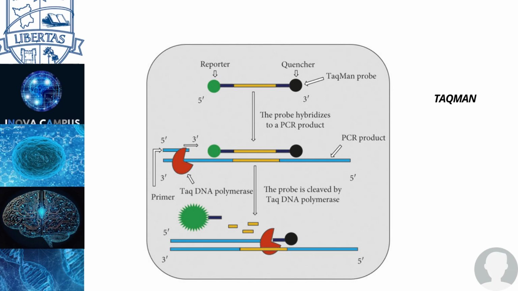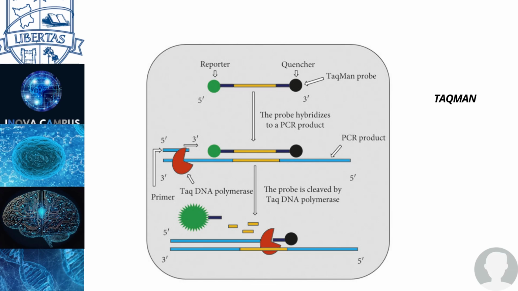cut those heads and separate them. When both heads are separated, the dye and the quencher are separated, the dye is allowed to glow. It will glow because the quencher was the thing that was impeding the dye from glowing.